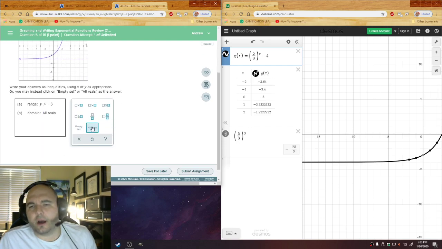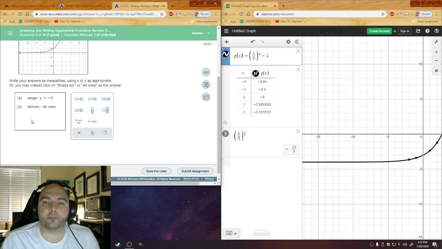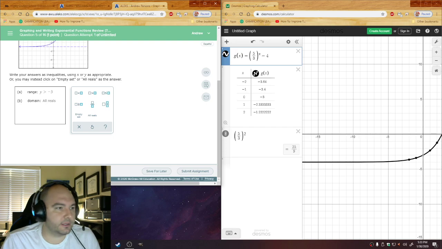Be careful. I don't know if you saw, but on mine they switched the order of the words. So make sure you're reading. Don't just assume domain is the first answer and range is the second answer, because that is how you can make a mistake. So read carefully, okay? I'm going to hit check on this.